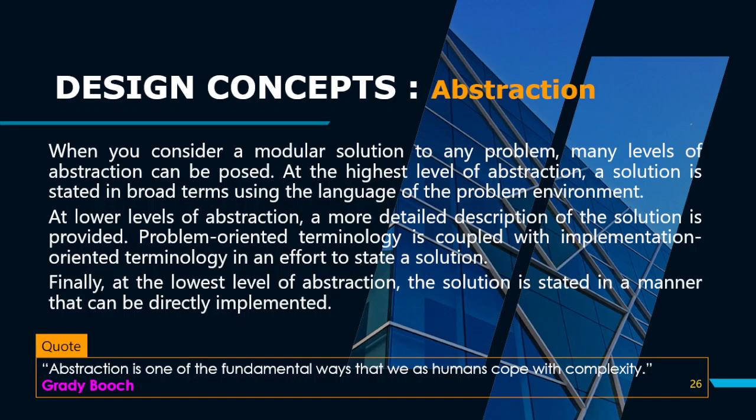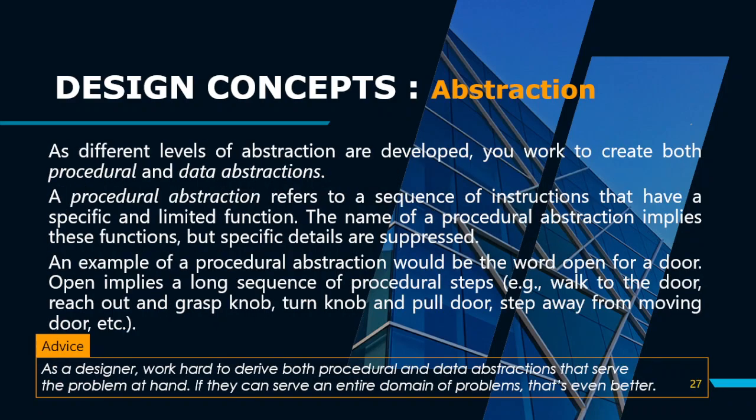In the first, highest level of abstraction you will find just a few details, the problem in a few words. At the lower level you get more details, and at the lowest level you get each and every detail about the problem. Grady Booch, a textbook author, says that abstraction is one of the fundamental ways that we as humans cope with complexity.